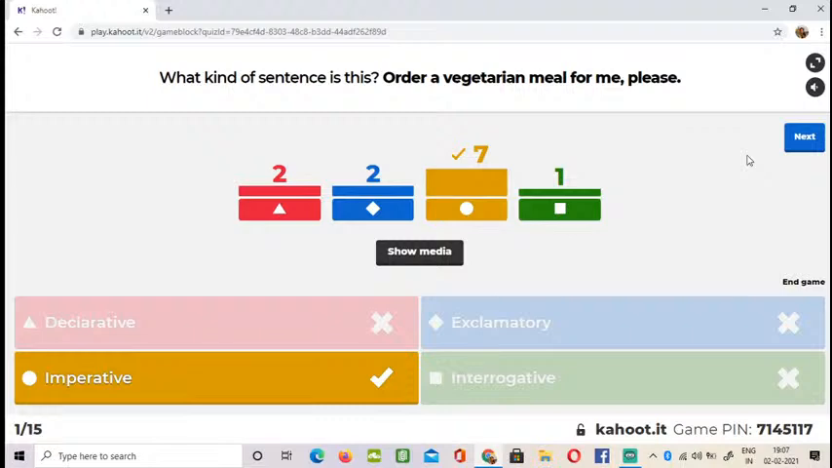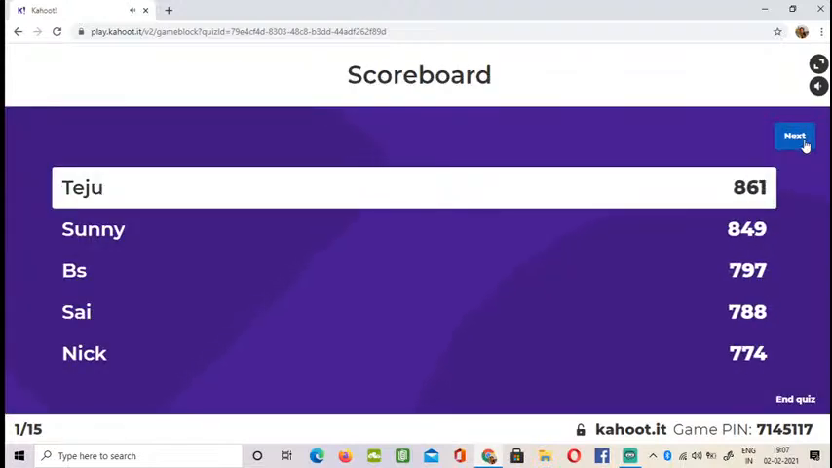I hope you all will keep this in your mind so you can answer the next question. Let's see the scoreboard now. Teju is first, Sunny is second, BS is third, Sai is fourth, and Nick is fifth. Now let's move on to the next question.